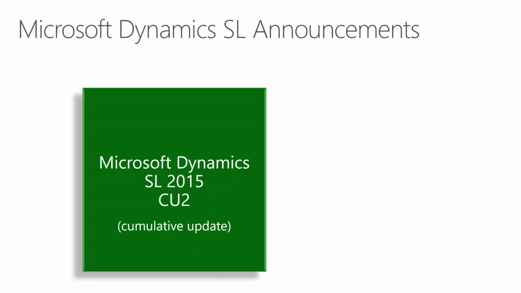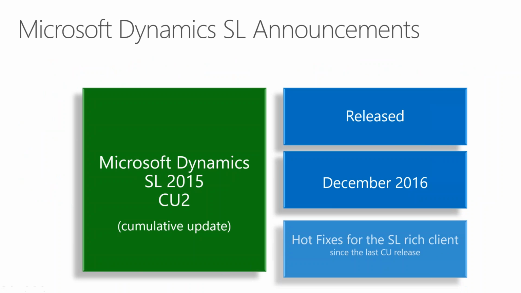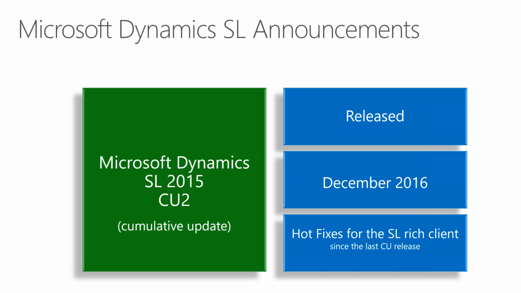All right, so the next thing, we've talked about Lifecycle. Let's talk about a couple of announcements. Back in December, the SL 2015 CU2 release was basically the very end of December when it came out. And what that is, a CU2 or cumulative update, is basically taking any hotfixes that have released since the last version of SL 2015, which would have been SL 2015 CU1. Basically what we do is we wrap in all the hotfixes that have happened since then into one bundle, plus any new hotfixes that we have that address any specific issues.